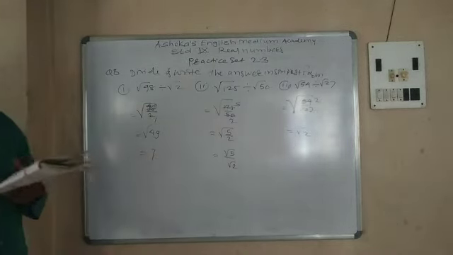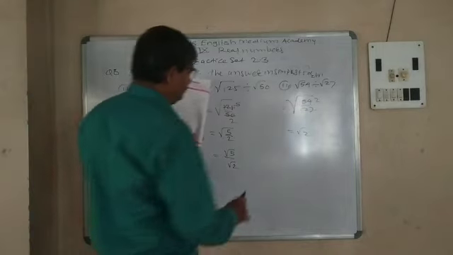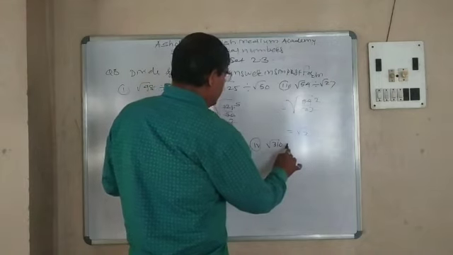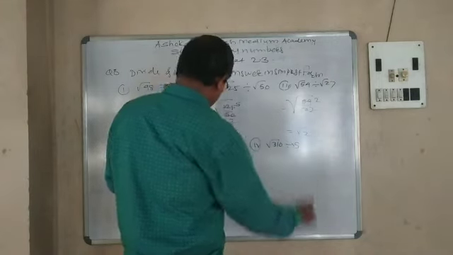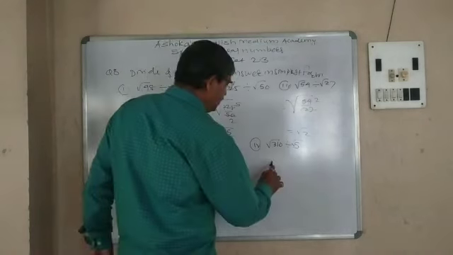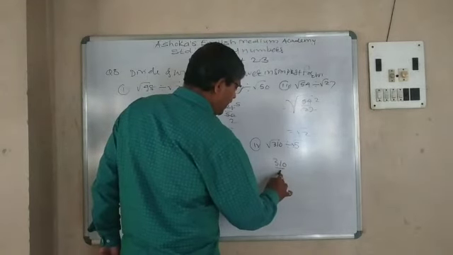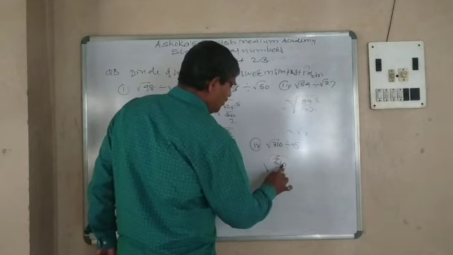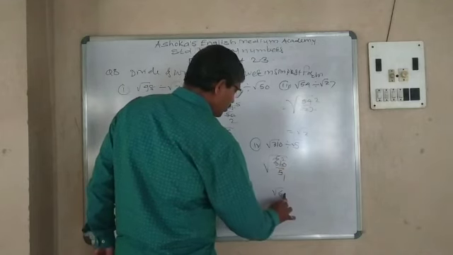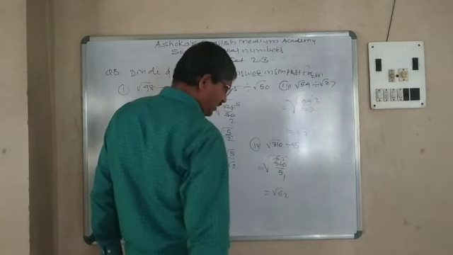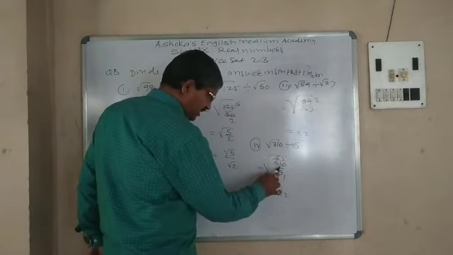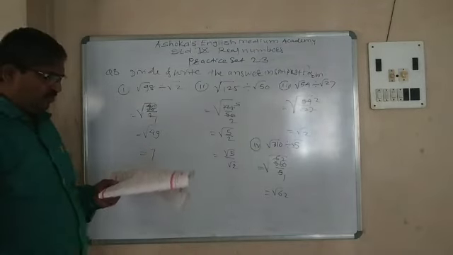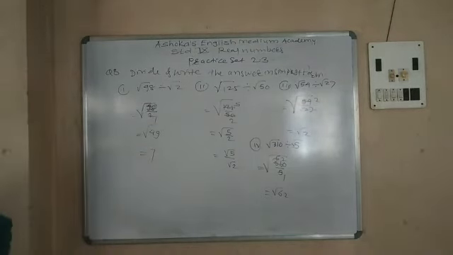One more question. Fourth number. Root 310 divided by root 5. Simple. 310 divided by 5. 5 1s are 5, 5 6s are 30, 5 2s are 10. So root 62. Yes. Root 62 is the answer. Finished.